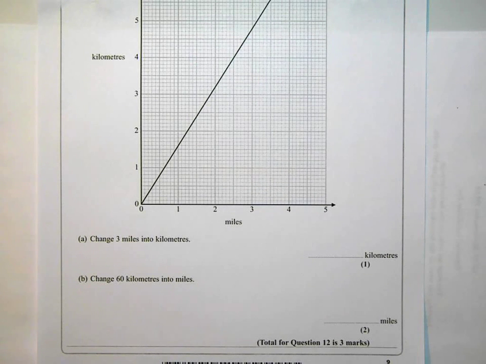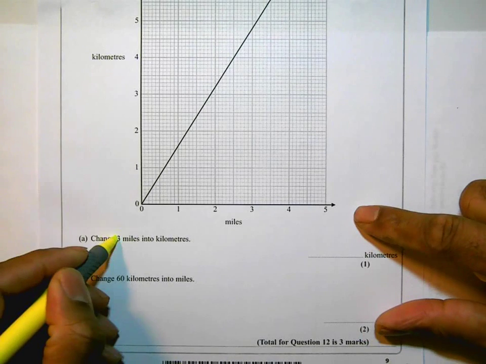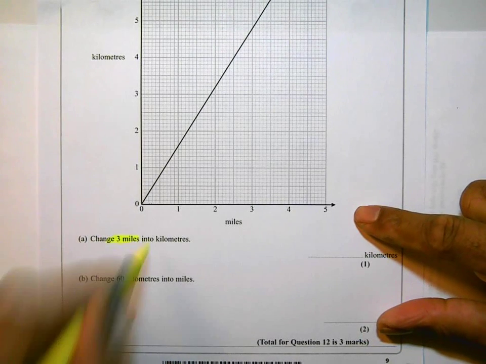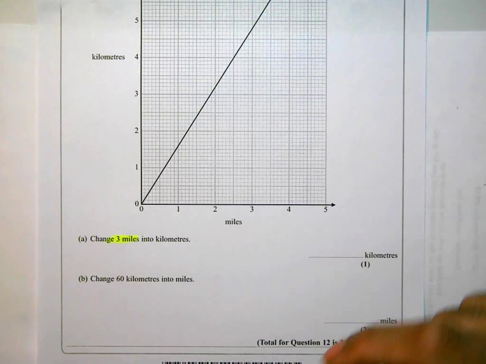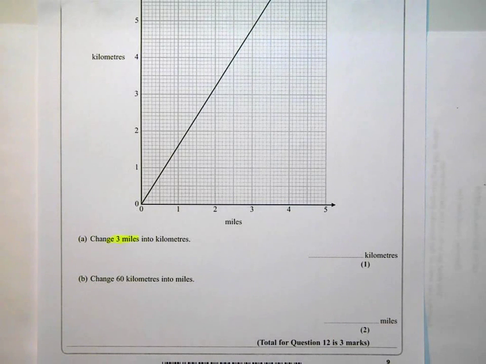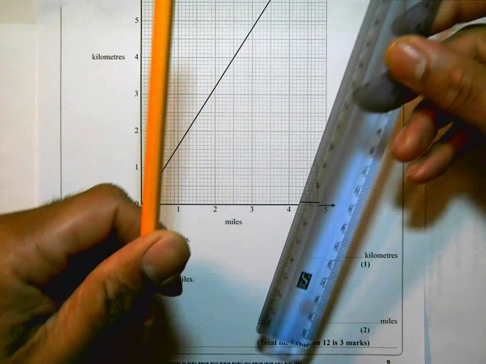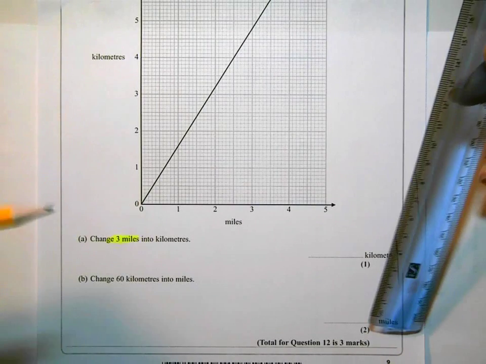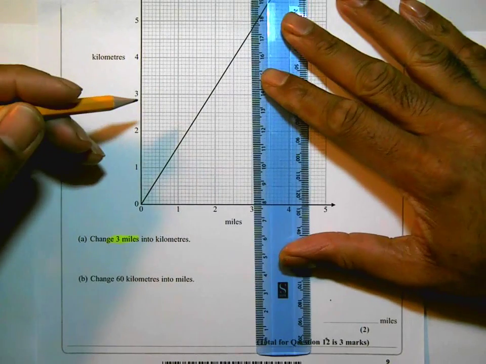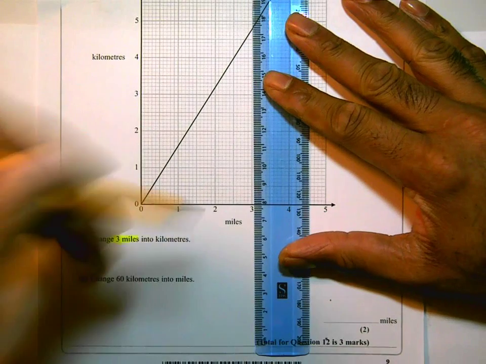The first part: change 3 miles into kilometers. I'm going to go straight into doing that particular question, and if I need to change 3 miles into kilometers, I need to use my trusty ruler and pencil. Make sure you do use a pencil for this. If we're going to do anything on the graph, make sure you use a pencil and use a ruler to make sure you draw straight lines.